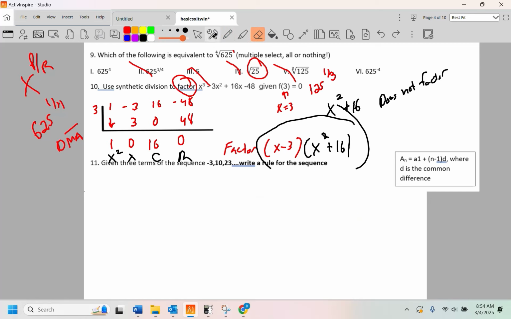All right, given 3 terms of the sequence, negative 3, 10, 23, write a rule for the sequence. When I glance at this, I notice that the difference is that I'm adding 13, because that's what we're doing. If you don't understand that, you go to a TI-84 and you type in 10 minus a negative 3.